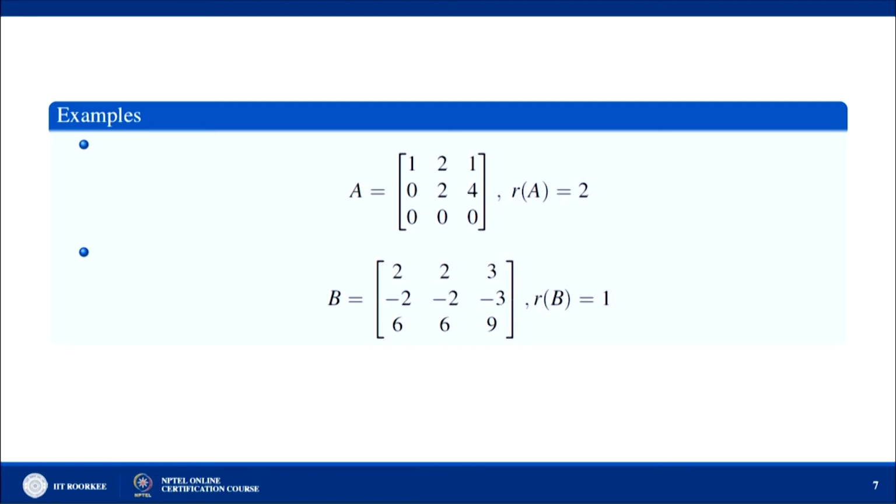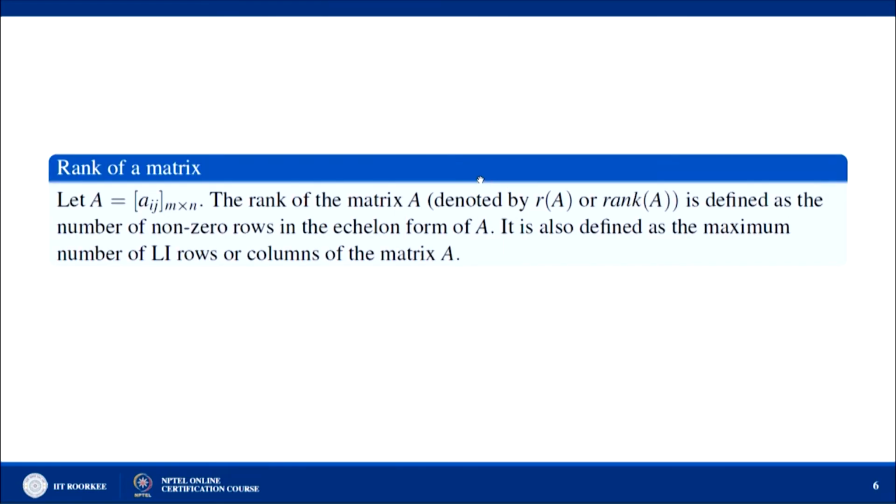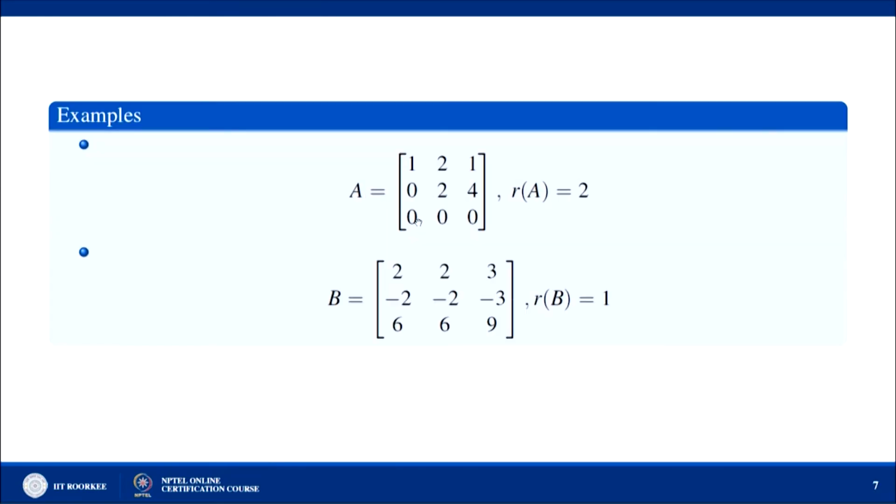We can also say it like this. You see, this vector 1 2 1 can never be expressed as alpha times 0 2 4. So, these two vectors are linearly independent. So, the maximum number of linearly independent rows which this matrix has is only 2. So, the rank of this matrix is 2.